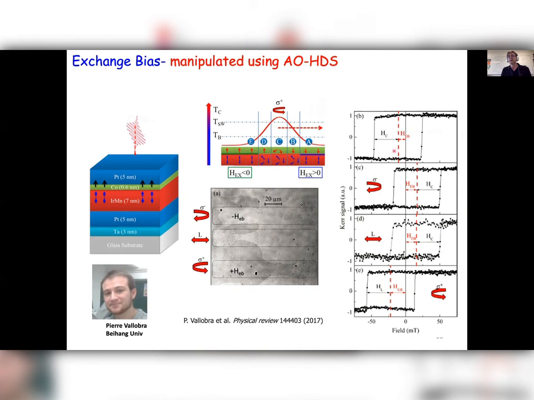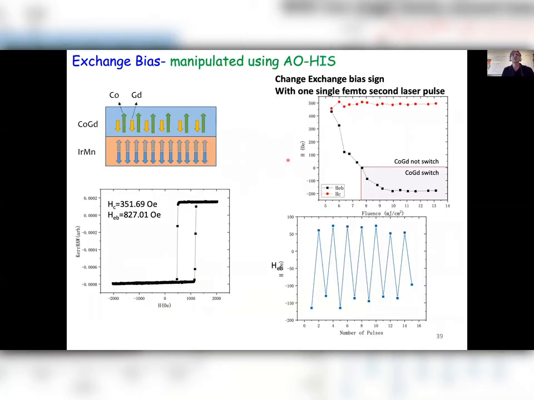You see here, a negative exchange bias. If you send a lot of sigma minus, you will reverse the exchange bias, and the exchange bias can be reversed back with the other helicity. But here, you still need many pulses. And now what we demonstrated very recently, not published yet, is that if you put cobalt gadolinium, with only one single femtosecond laser pulse, you can change the sign of the exchange bias. And that's what we see here for a lot of pulses. Each time the exchange bias sign is changing.